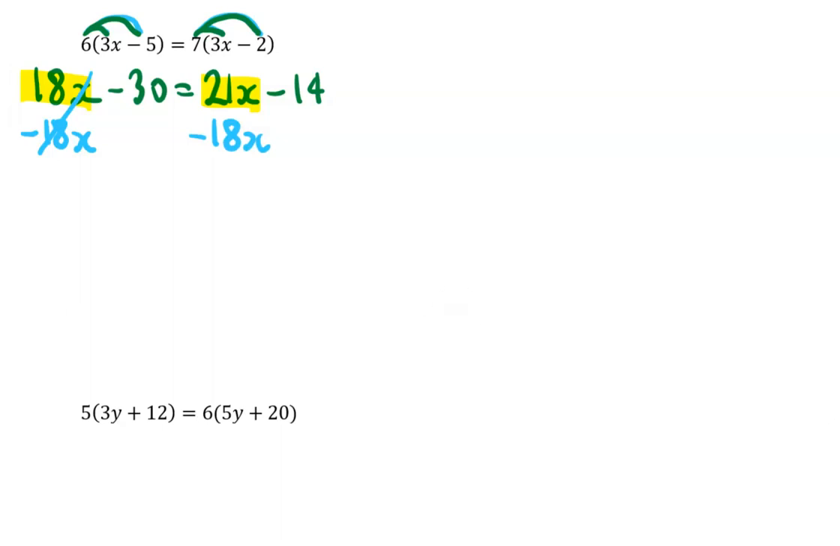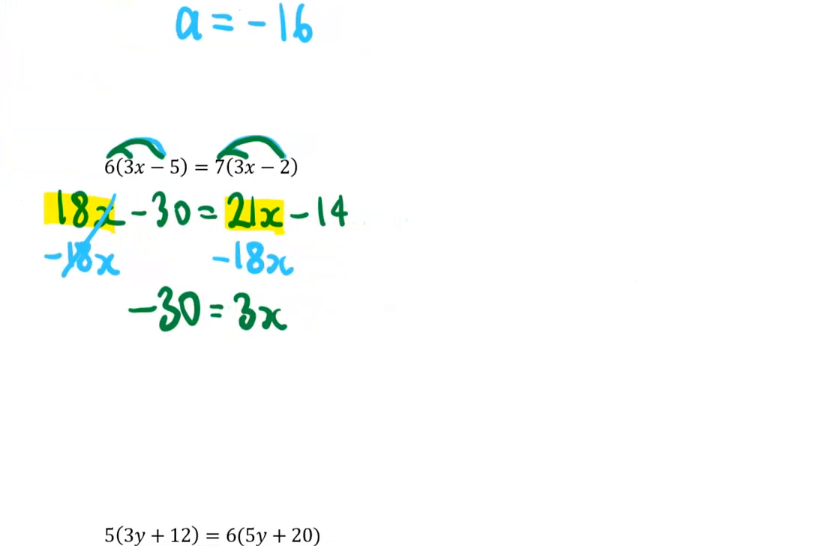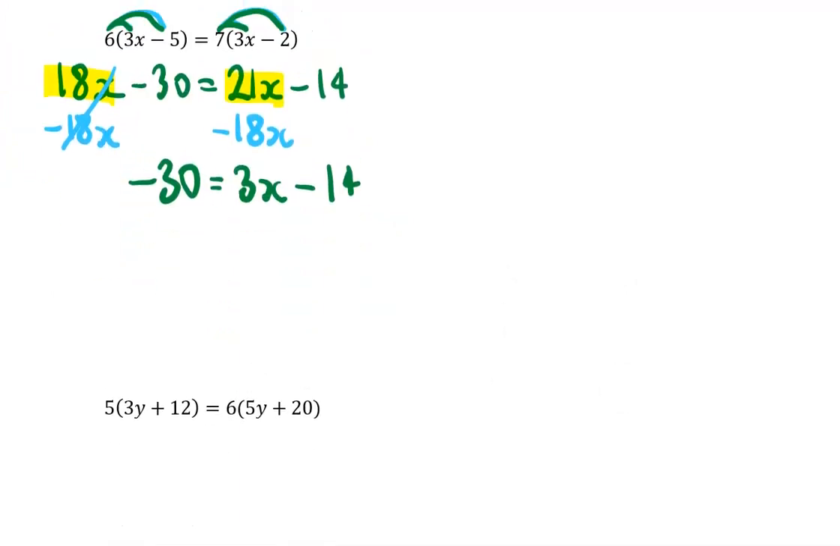That is going to leave me with minus 30 is equal to 21x take away 18x, leaving me with 3x. Take away 14, that's still there as well. Okay, so here's where we are. We've got minus 30 is equal to 3x minus 14.